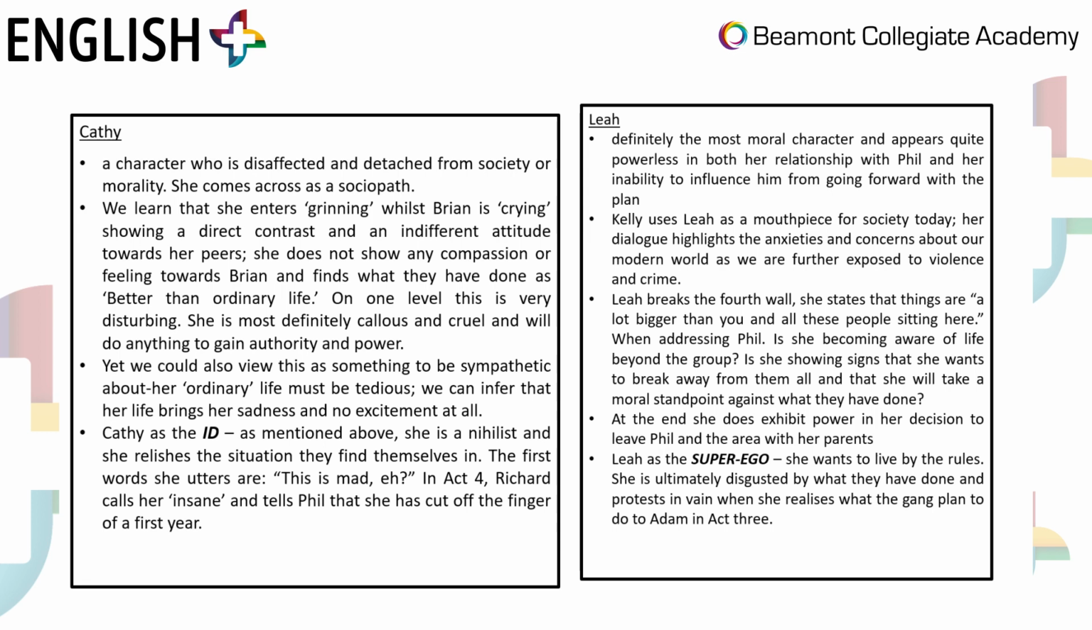If this is better than ordinary life, what kind of life does Kathy have? Yeah, she's very much the id aspect of Freud's personality model. She's a nihilist. She's without morals. She relishes the situation they're in. She says, "This is mad, eh?" Even at 4, Richard calls her insane. We learn she's cut her first year's finger off. And it's at that point, really, where she seems to be holding all the cards and the control and the power. And she's obviously using it in a really vicious way.